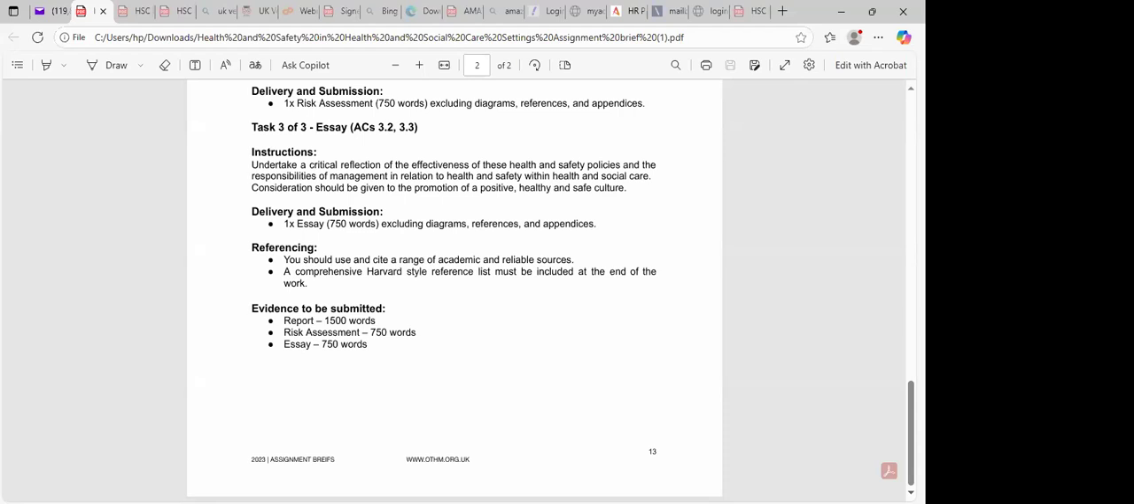I think the word is health and safety policies. Okay, is medication part of health and safety policies? Yes, because it's also under well-being. You've done a unit when we talk about health and safety policies. Is medication part of it? Have you gone back to read? Is it part of it?